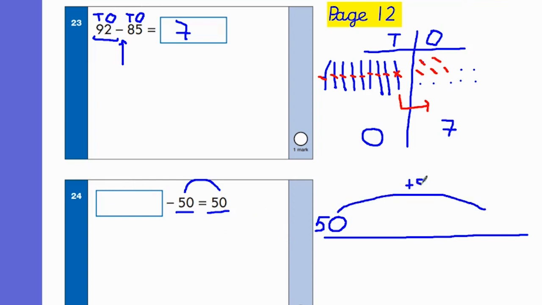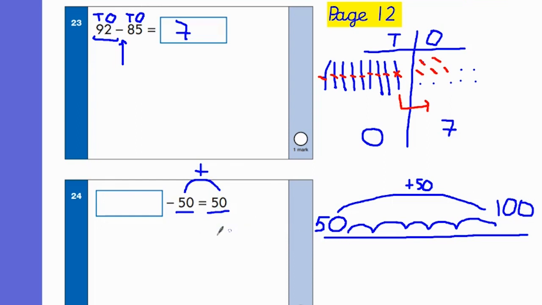Depending on your child and how well they know their number bonds up to 100, they might be able to do 50 add 50 in their head, or they might need to do 5 jumps of 10. So 60, 70, 80, 90, 100, doing 5 jumps of 10, which would be 50, but they should get to a final answer of 100. So one way of doing this is to do the inverse and add those two parts together, and it gives you 100.